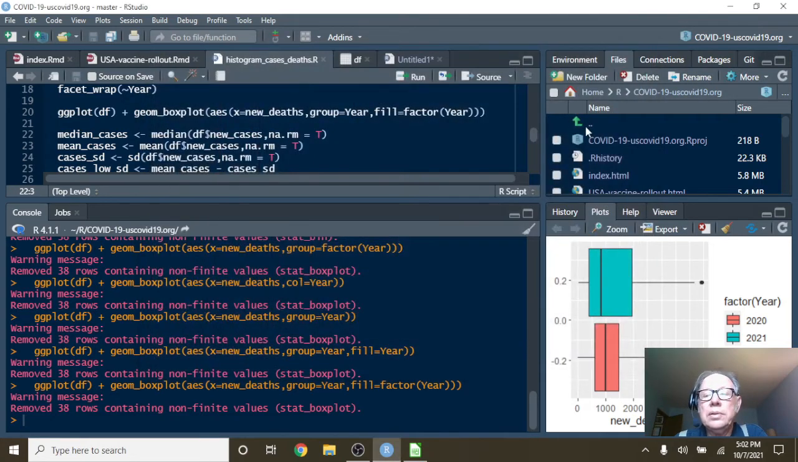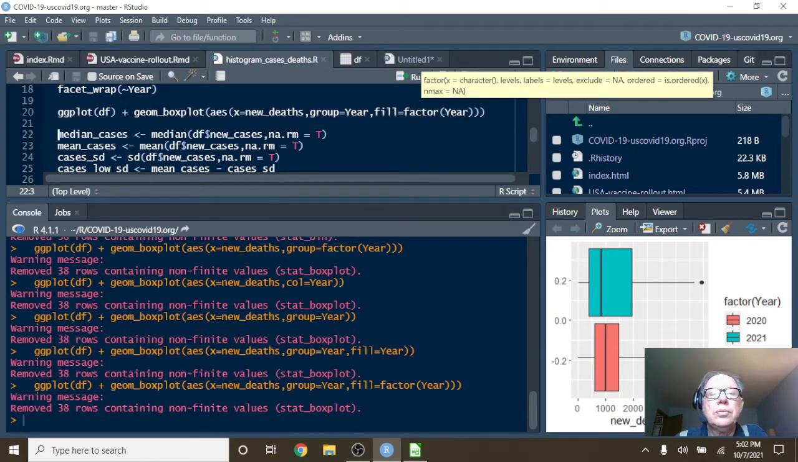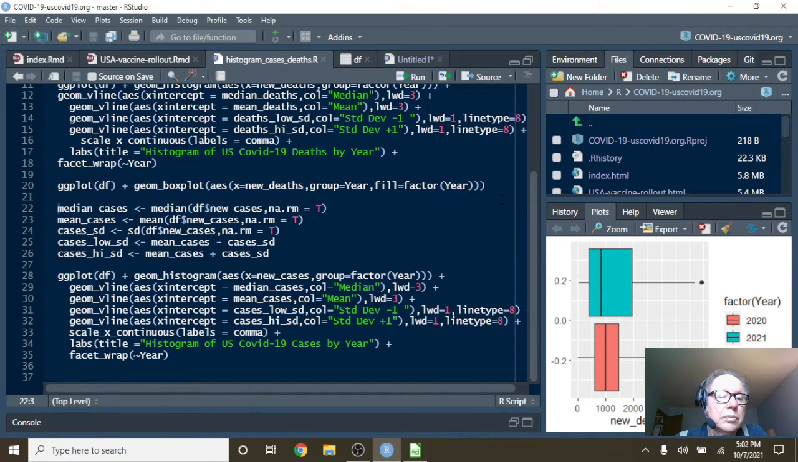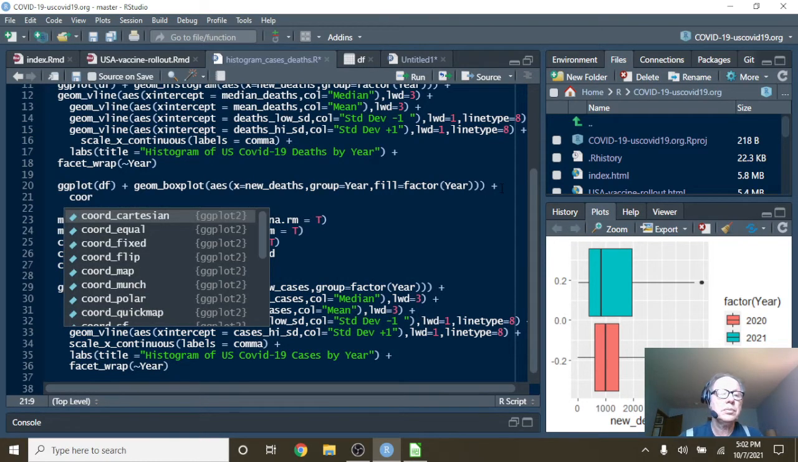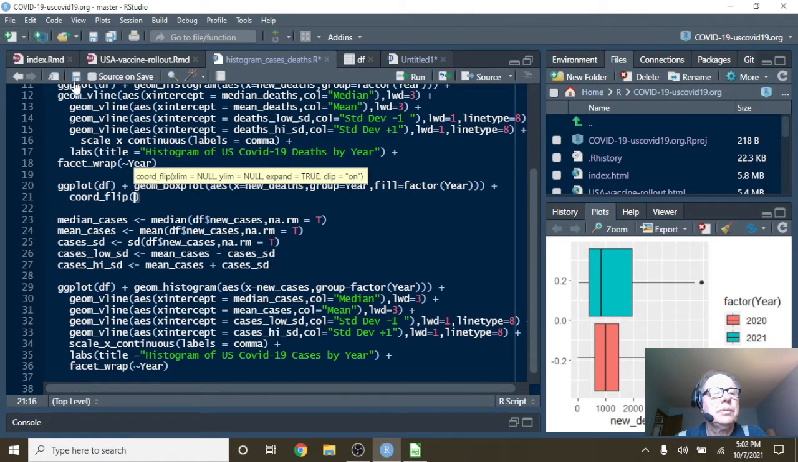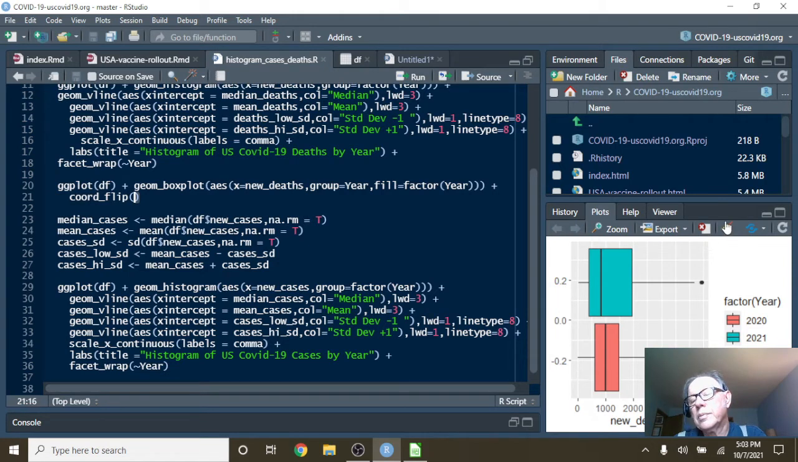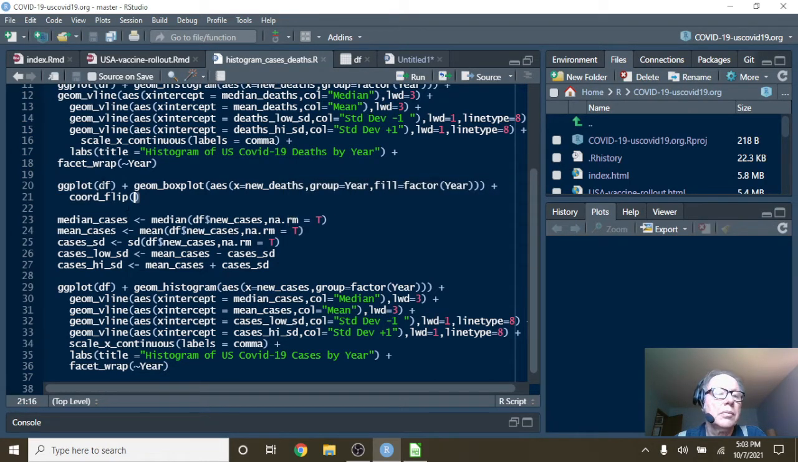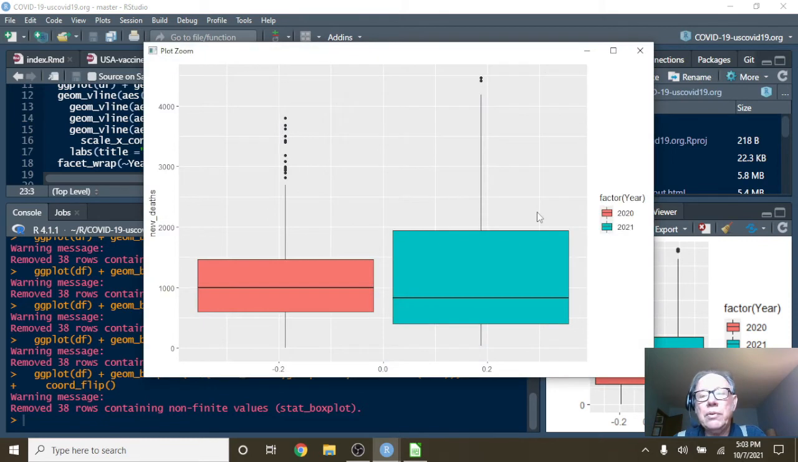So can we take these and, let's just try this. Coordinate flip. Okay, this is more what we're looking for here. The question is, could we put a geom_jitter in here?